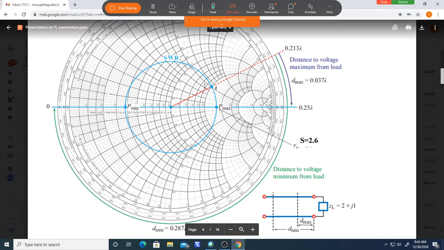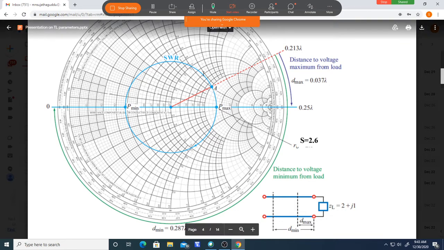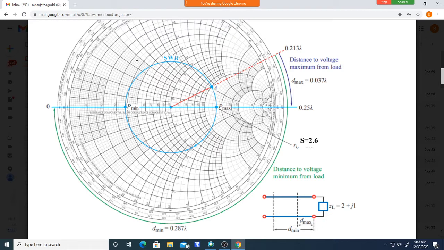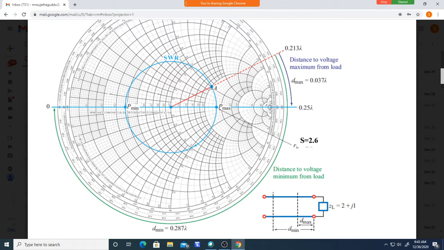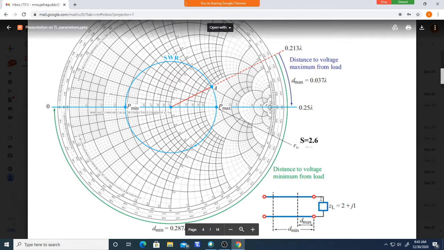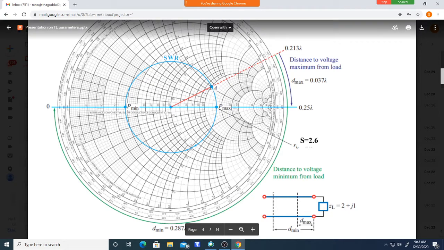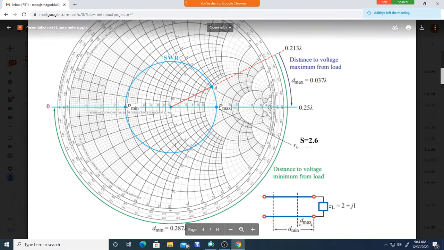So as I said, if you start from any point and complete one circle, the distance traveled is 0.5 lambda. Starting from here and coming back to the point, we traveled a distance of 0.5 lambda, so automatically the same impedance will repeat here. Starting from the load point, if we travel a lambda by 2 distance, the same ZL value must repeat here. That's why the Smith chart covers 0.5 lambda.